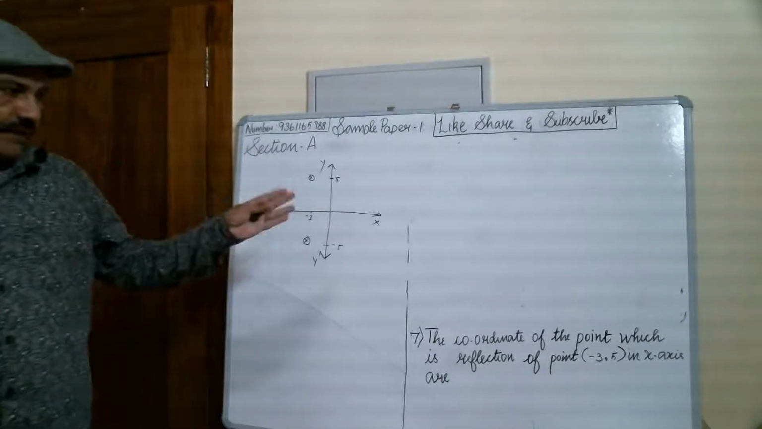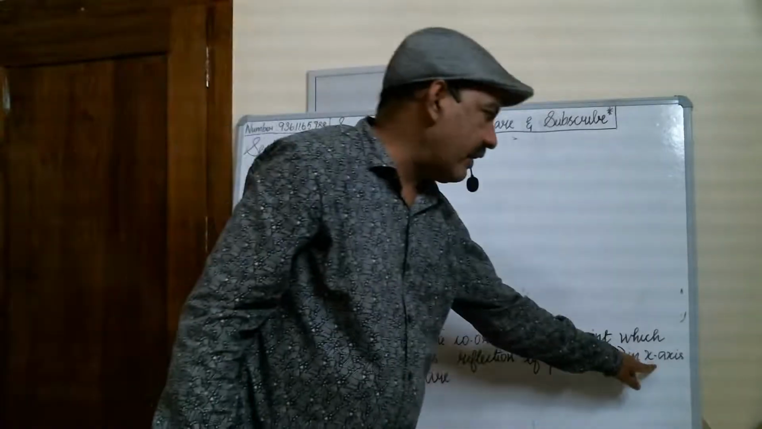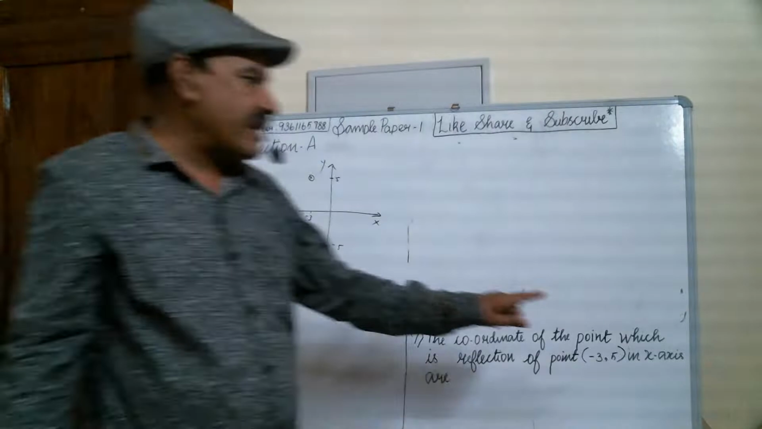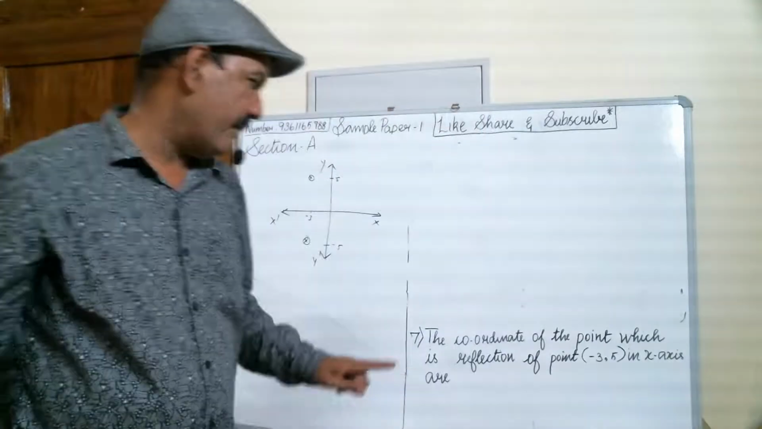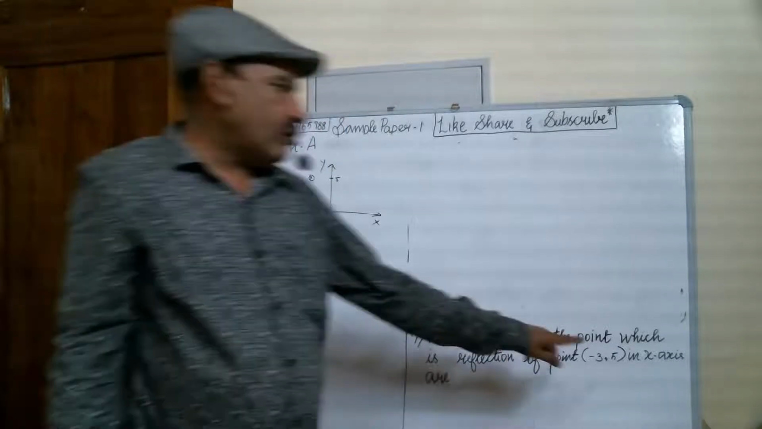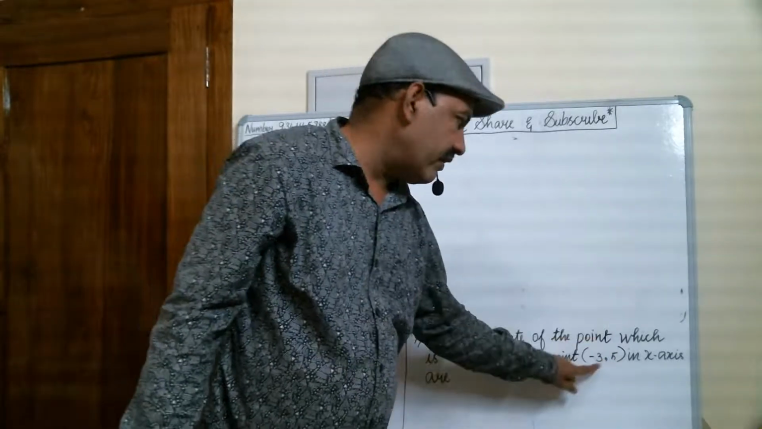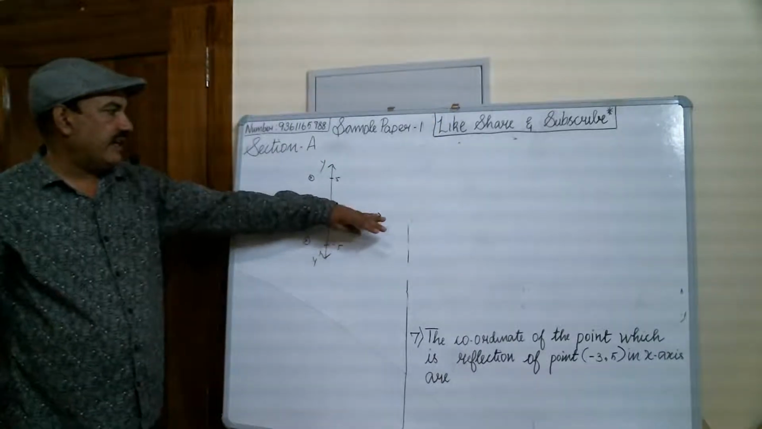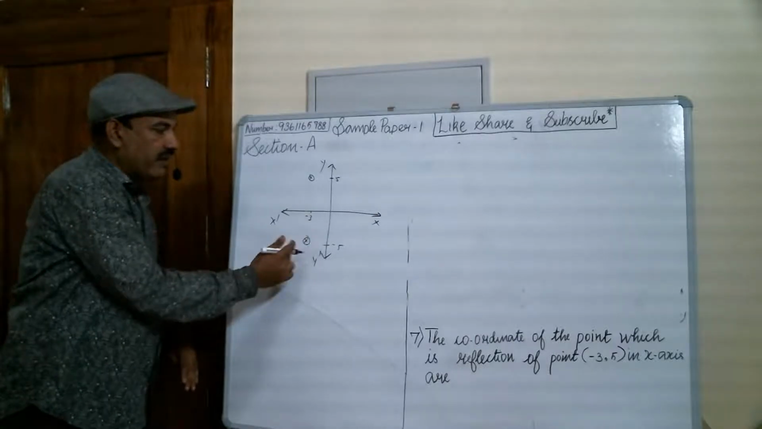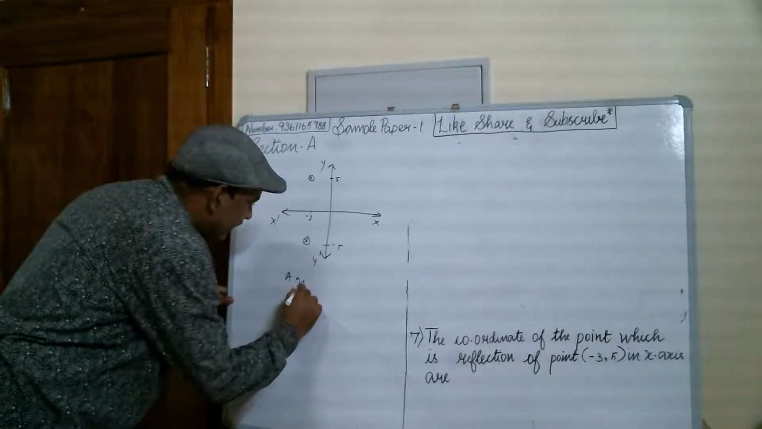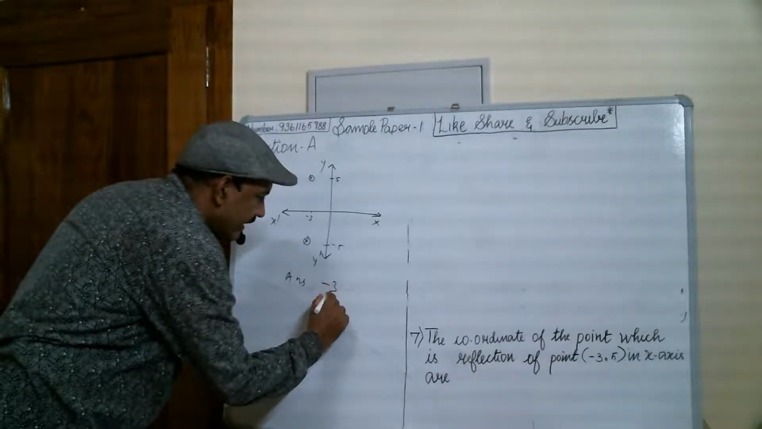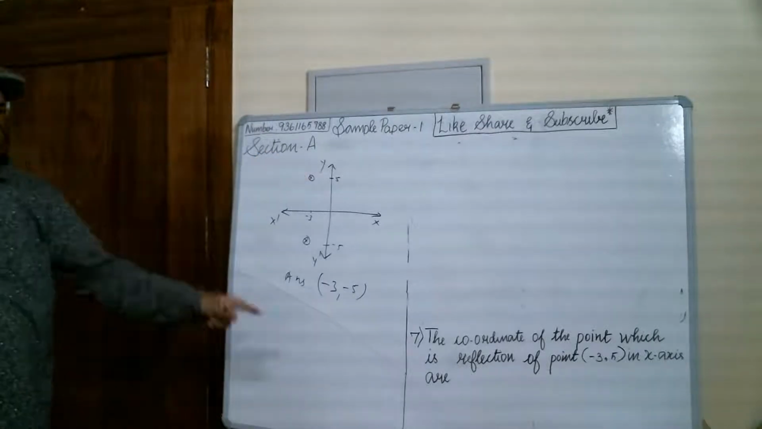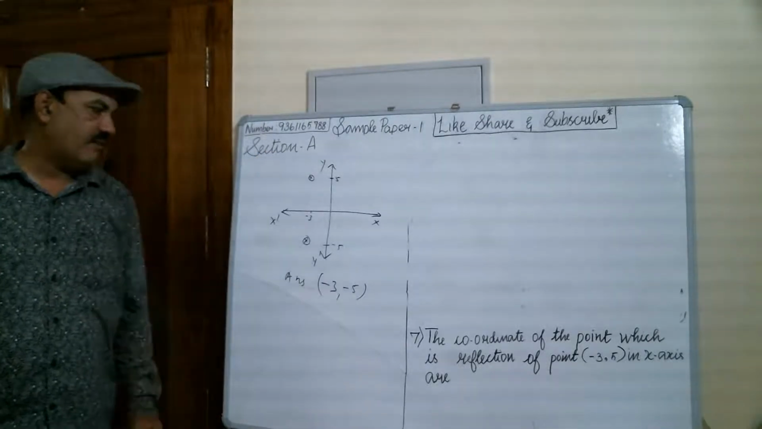Otherwise, what you can always think is, if you are asked to reflect on the x-axis, don't change the x value, change the y value. In case they are asking you to consider the y-axis as a mirror, or reflection on the y-axis, don't change the y value, change the x value. It will be 3 comma 5. But in this case, since they have asked for reflection in the x-axis, don't change the x value, change the y value. Therefore the answer is minus 3 comma minus 5, the reflection of the point minus 3 comma plus 5.